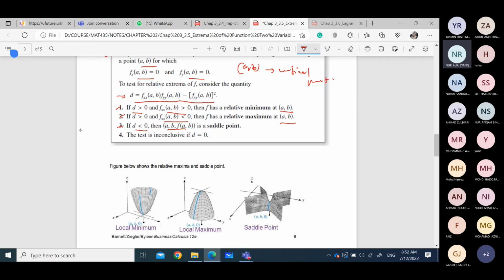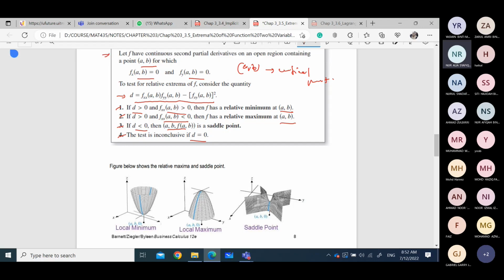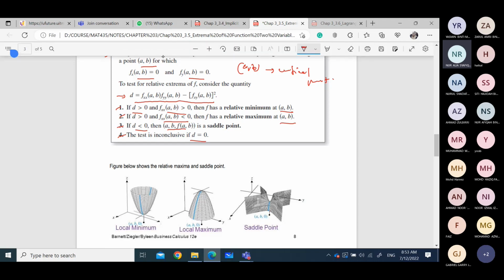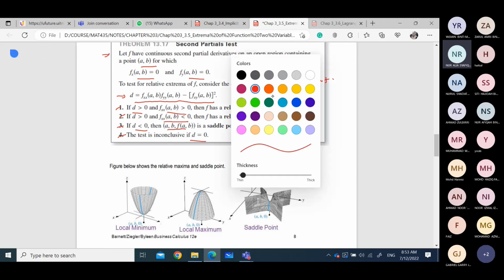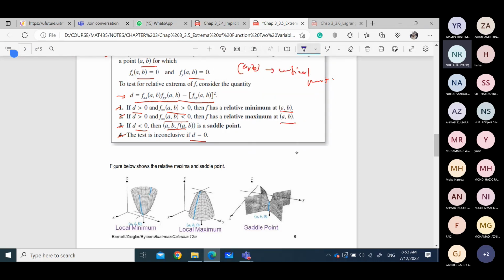Okay, so the test is inconclusive if D equals 0. So let's say you have discriminant equal to 0, then we need to use another method. This means that this method is not suitable for the problem ataupun for the case. Okay, so ada soalan? So ini you bolehlah tulis kalau you lupa dalam bentuk begini. Okay, first you need to find the discriminant. So discriminant ada dua keadaan, whether it is greater than 0 or less than 0. So bila less than 0, senang. So this is a saddle point.